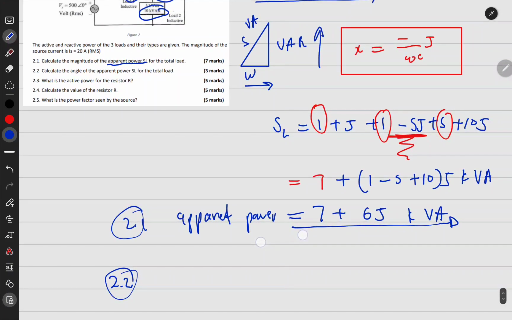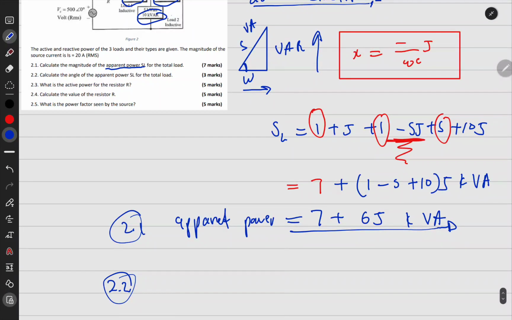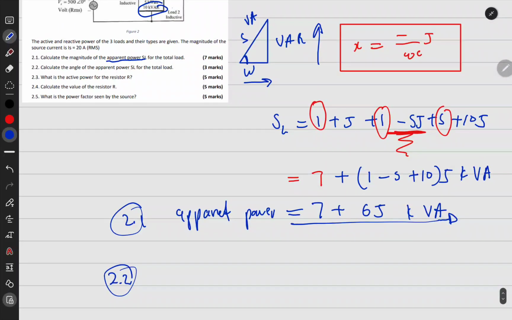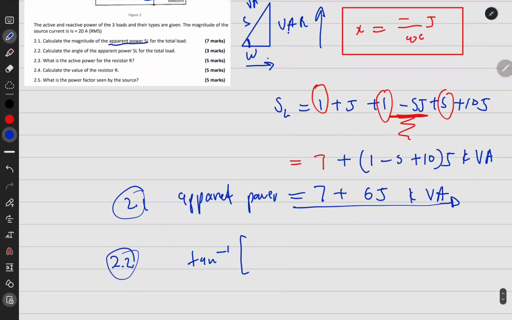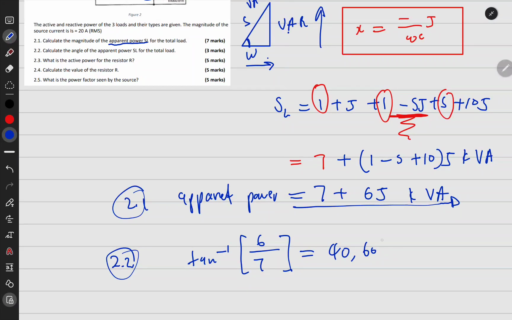2.2. Calculate the angle of apparent power. I think it's that one. So we know this and that, so we can use tan. Then we put the complex part, 6, all over the real part, I think it's 7. Then I punch this in, depending on how your teacher wants it. I'm using degrees, it's going to be 40.60 degrees, I don't need to be more accurate. Cool.